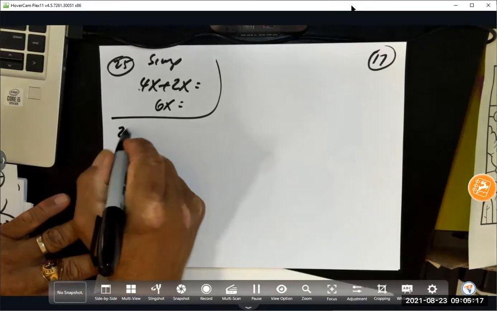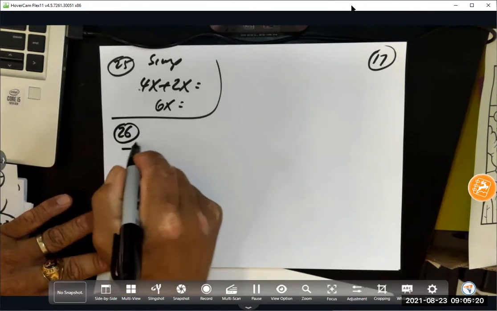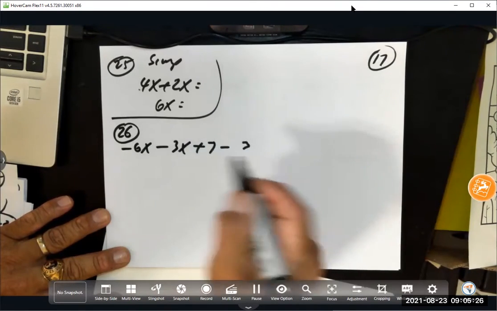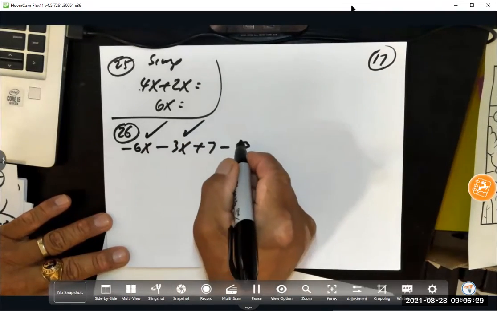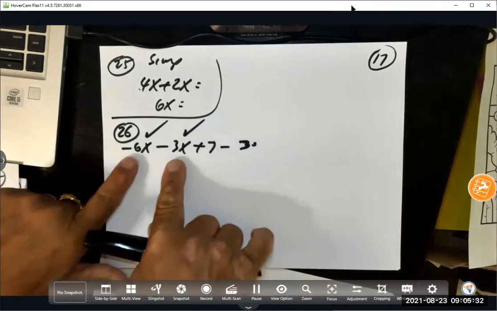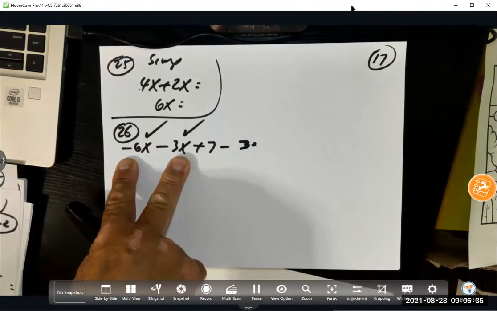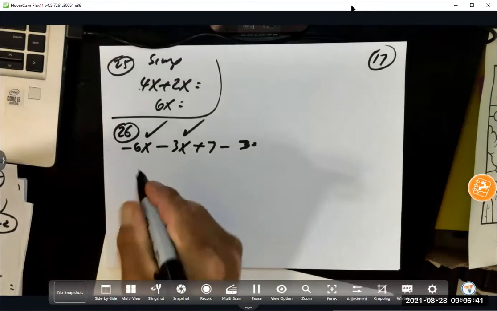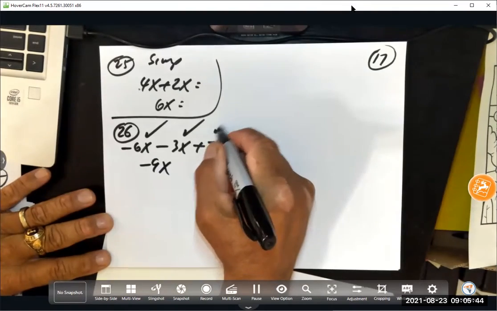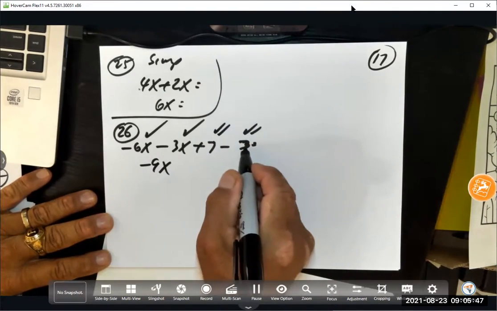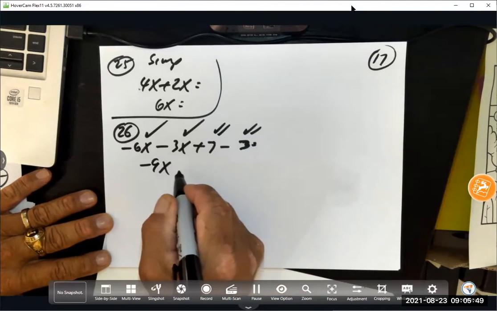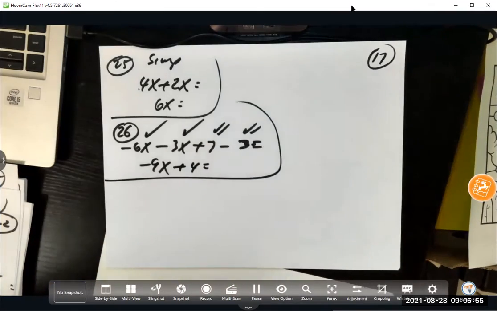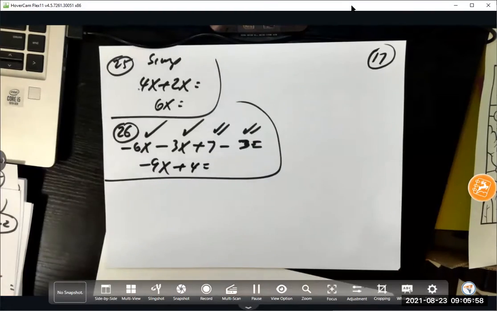All right, let me do one that has extra stuff. So I have negative 6x minus 2x plus 7 minus 2. I'm going to put the ones with the check marks together first. What do you think? A negative 6x and a negative 3x. What is that right there where my fingers are? Negative 9x. There you go. And the numbers with the double check marks, I have a positive 7 and a negative 3. It's going to be 4. Just 4 like this, yes or no? Is everybody okay with that? Yes. 7 minus 3 is 4. You're right. That's it.